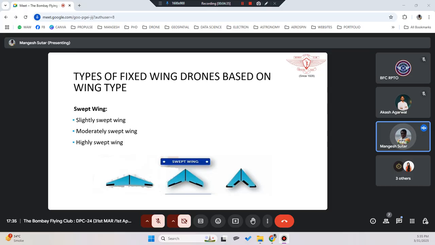There is another type of wing used in fixed wing called swept wings. These are basically angled wings. There are slightly swept wings, moderately swept wings, and highly swept wings. Depending upon the shape, each has its own pros and cons, and its own control surfaces. Here you will see that the elevators and ailerons are fewer, but based on the structure, it will give its efficiency or performance in flying.